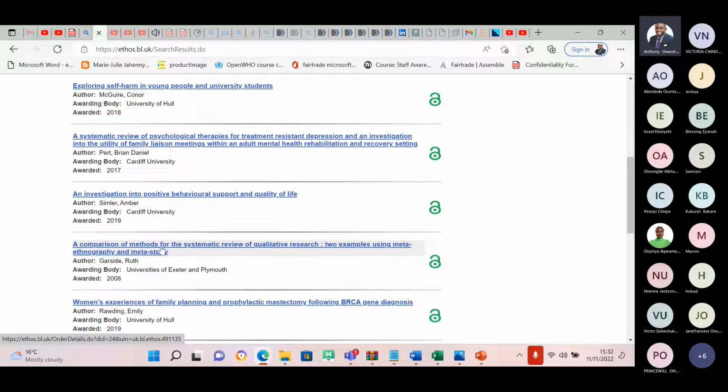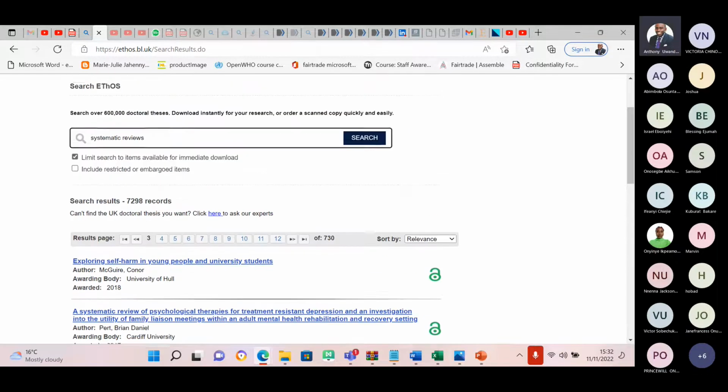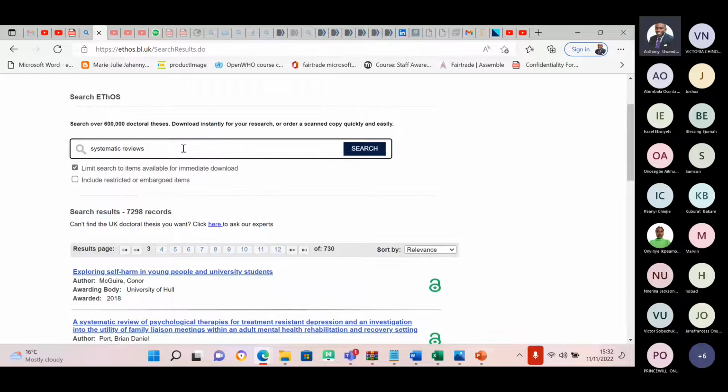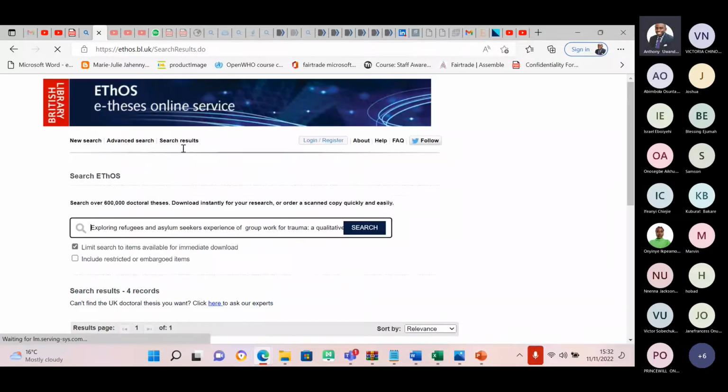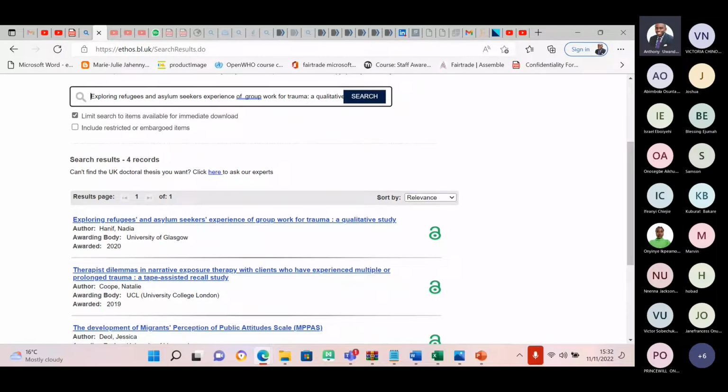See this one. Comparison of methods for systematic review. Two examples using meta ethnography. Meta ethnography, I told you, is what? Is a qualitative study. So you can read up and see how it was used. If you press that topic here, you see it. You see that? Just click on it.